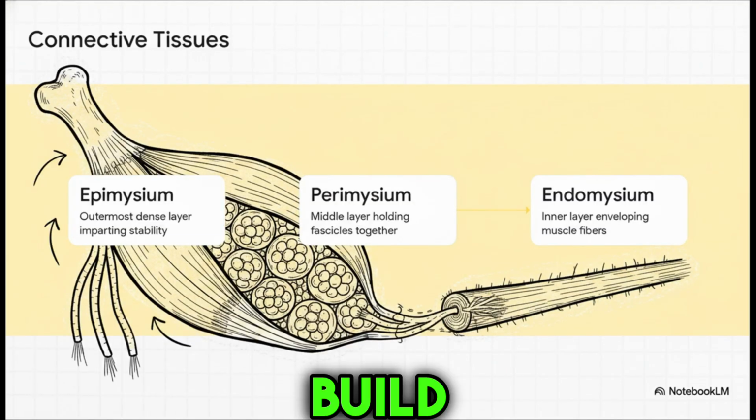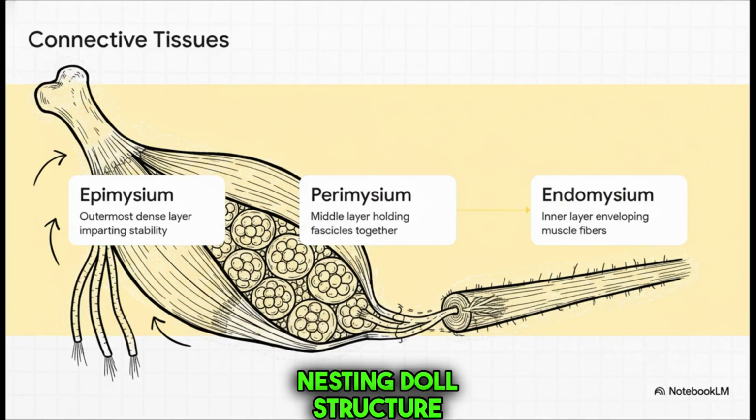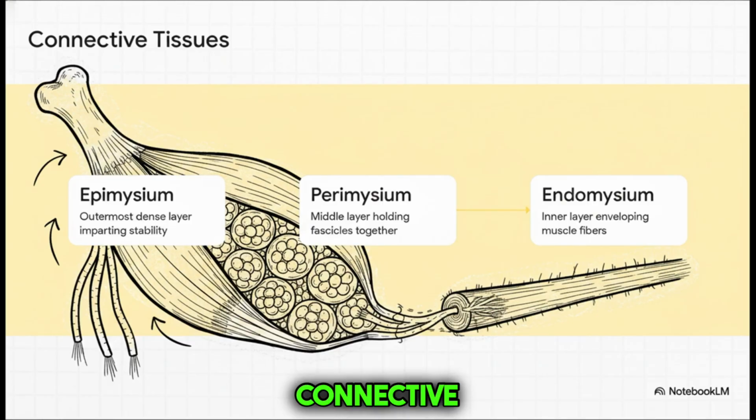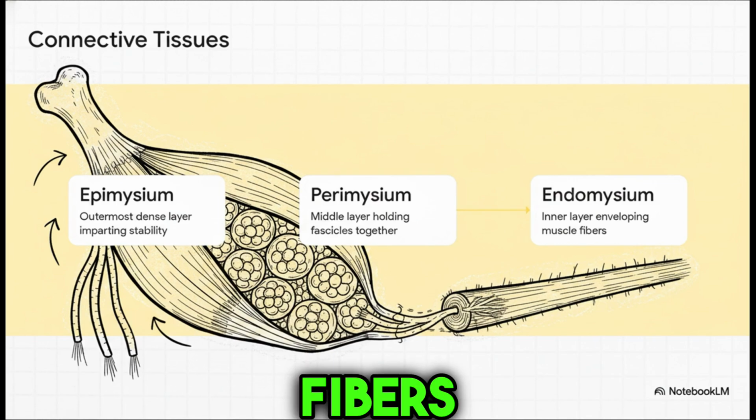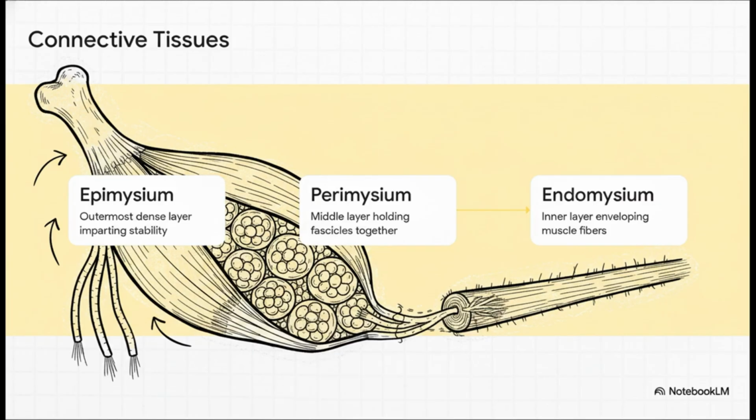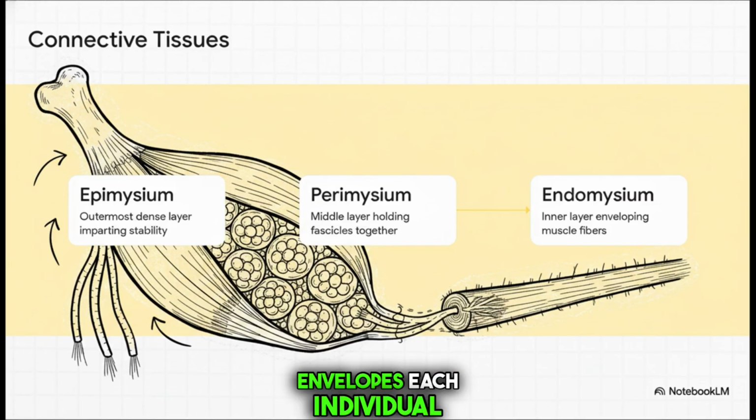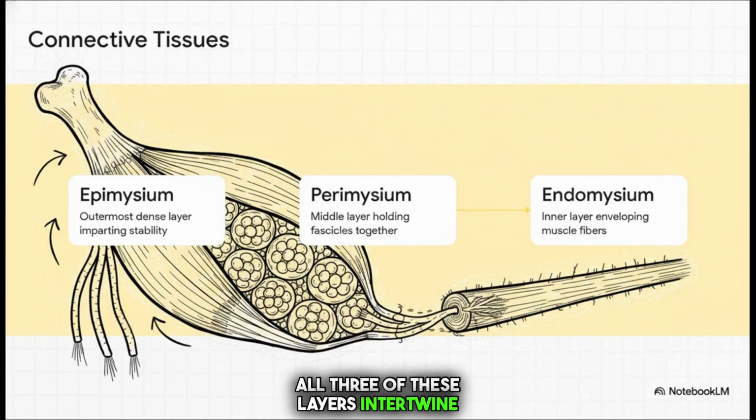These muscles actually build this fascinating nesting doll structure. A skeletal muscle is incredibly organized, featuring three interlocking connective tissue layers. The outermost layer is the epimysium. Inside that, the perimysium groups muscle fibers into bundles called fascicles. And then, the endomysium envelopes each individual muscle fiber. All three of these layers intertwine their collagen fibers with your tendons, which then blend right into your bones. So when a muscle contracts, it pulls the tendon, the tendon pulls the bone, and boom, you've got movement.